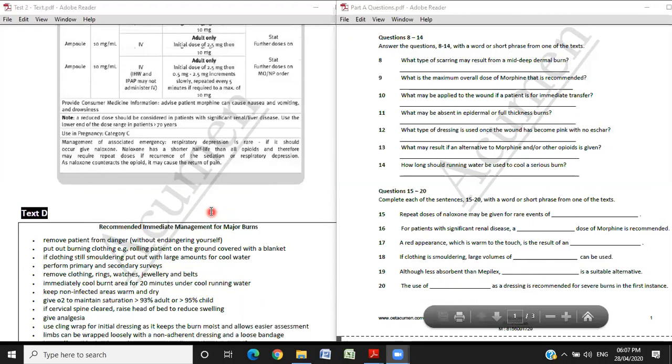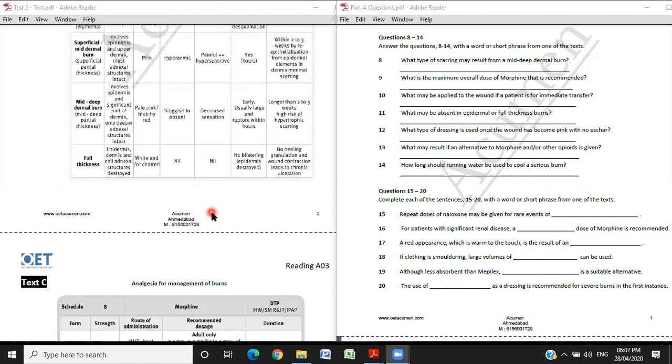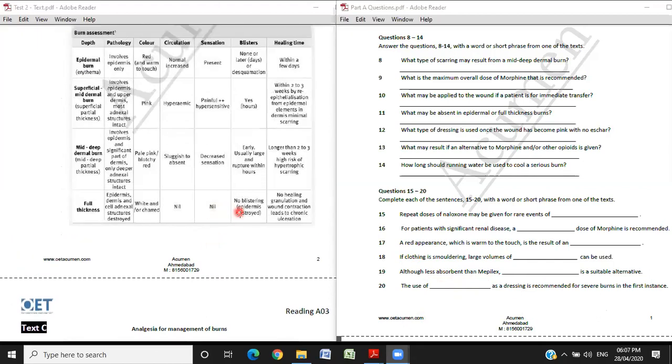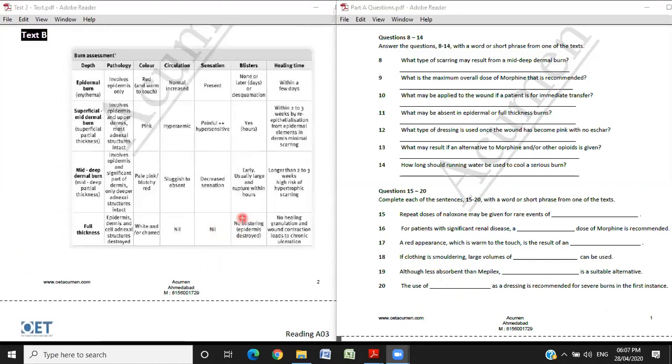Now let us find out 19th and 17th. Red appearance, and warm to touch. So appearance is given here, color, and warm to touch. So that is an epidermal burn. Red and warm to touch is the result of an epidermal burn. That is the answer for 17.